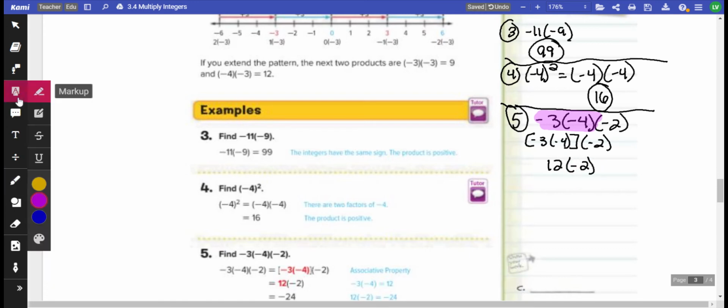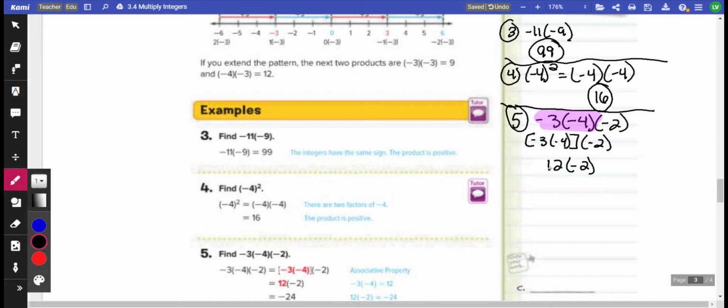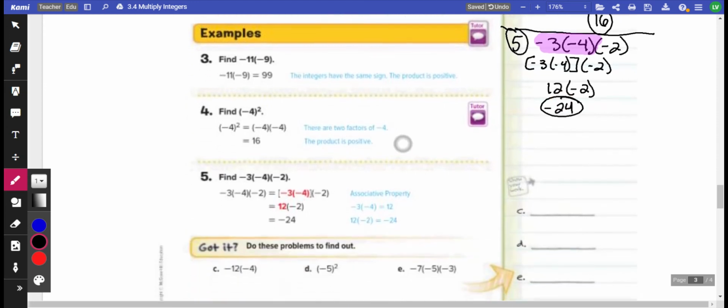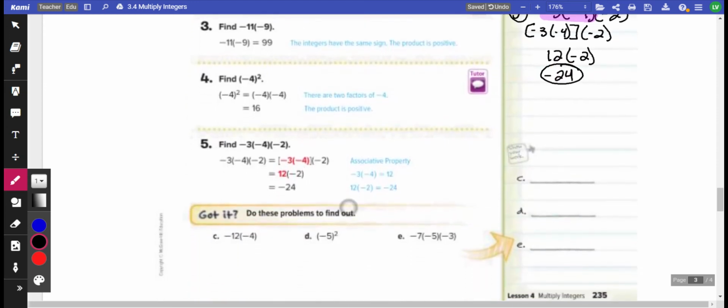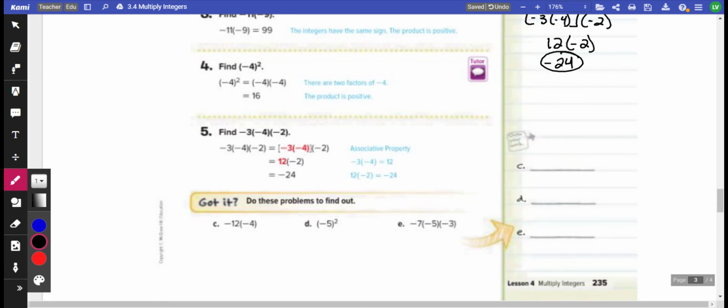If you notice, I am just bringing down all of my negative 2's. Each time I just bring it down. All right, so 12 times negative 2. Well, 12 times 2 gives me 24. A positive times a negative, well, those are not the same sign, so that means it's a negative. So it's negative 24.